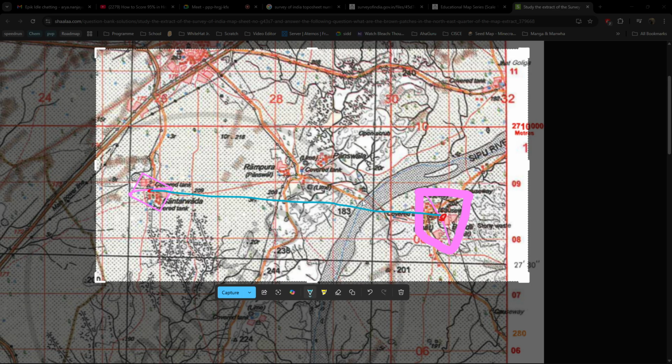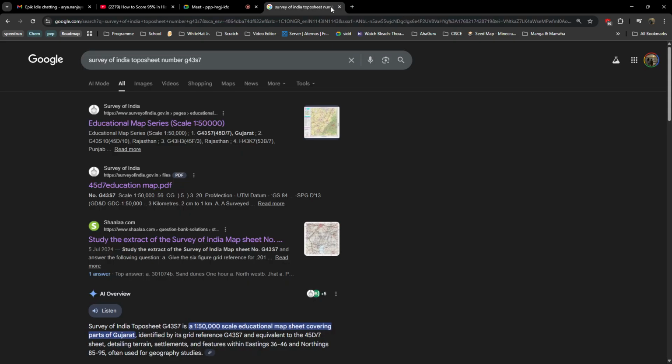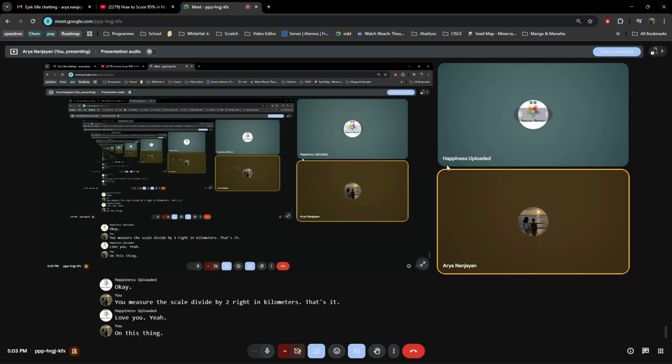Understood? So that is for settlements. And if they're asking spot height, then it's easy. You just take that point.